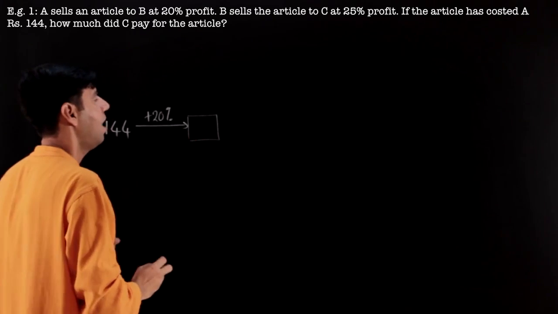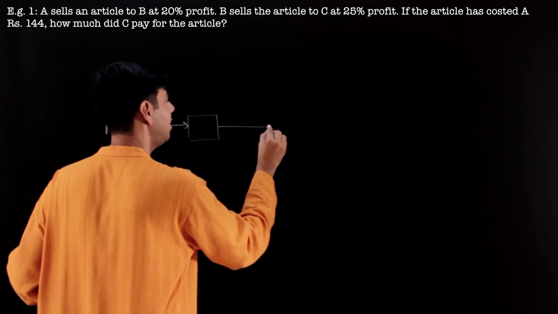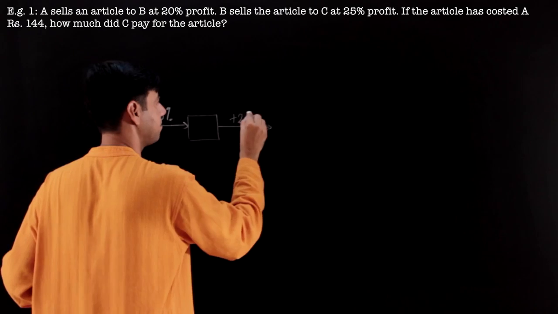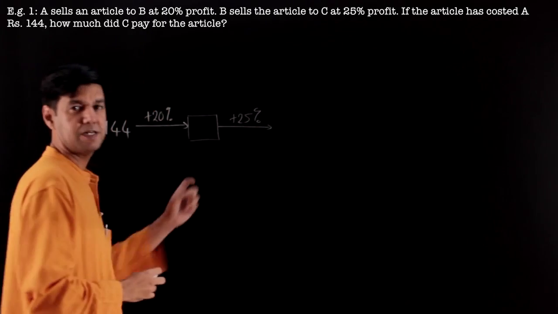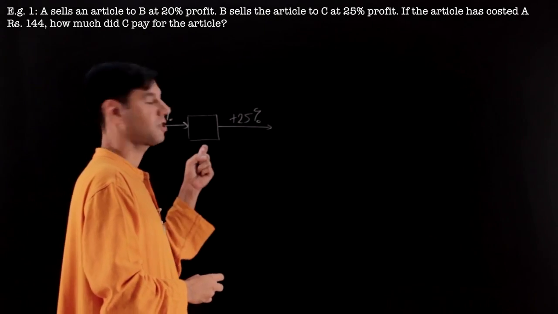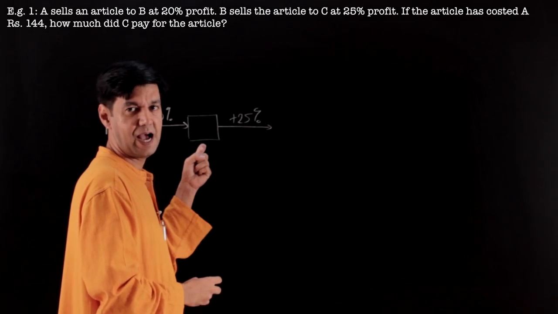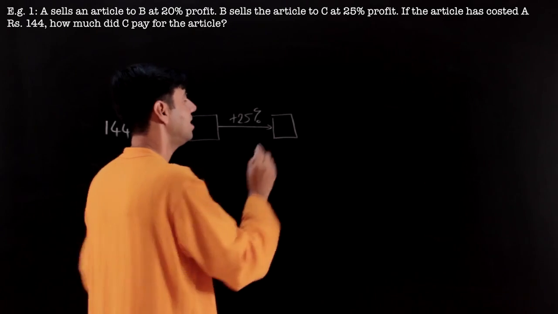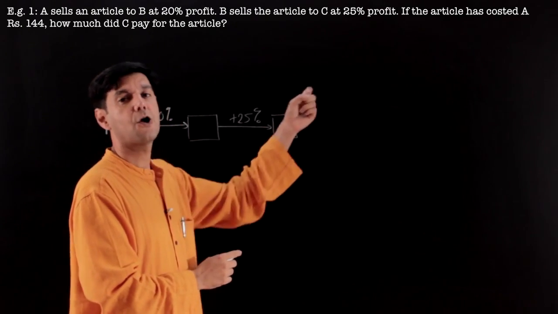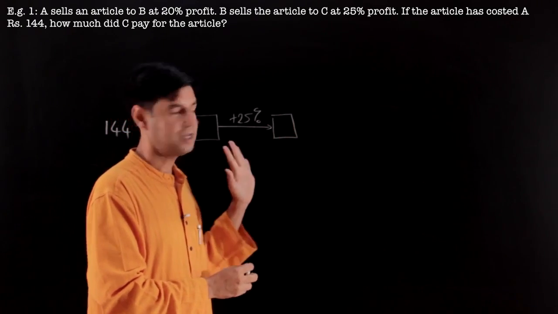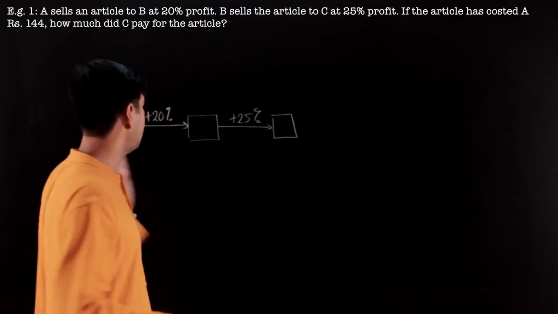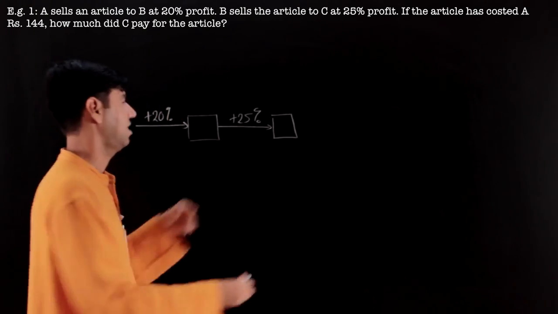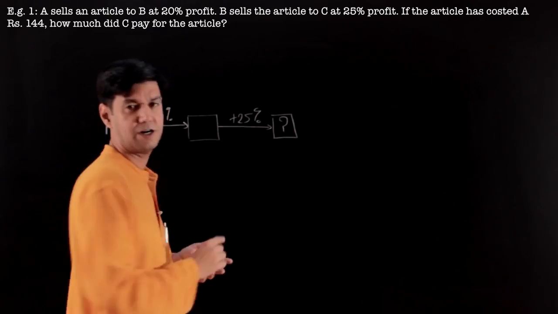Now B sells it further at 25% profit. So he will find 25% profit on his cost price. It has cost B these many rupees, so of that, and this will be the selling price for B, the cost price for C, the third person, right? So this situation is the same as successive percentage increases, and the question asked is how much does C pay for it.